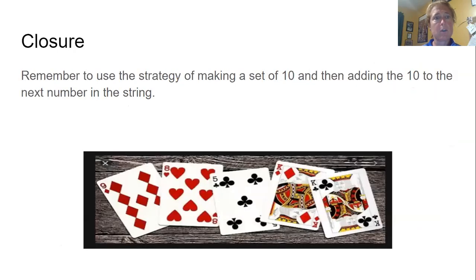All right, so remember to use the strategy of making a set of 10 and then adding the 10 to the next number in the string. That will help you when you're trying to add the numbers together in your head.